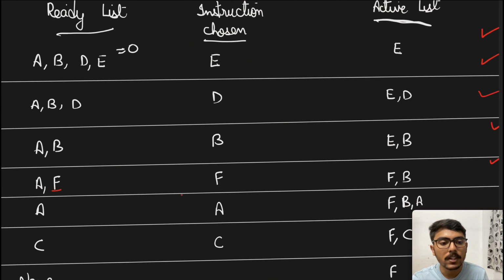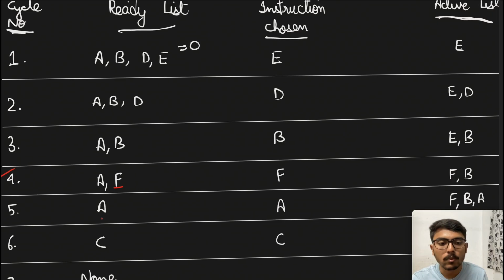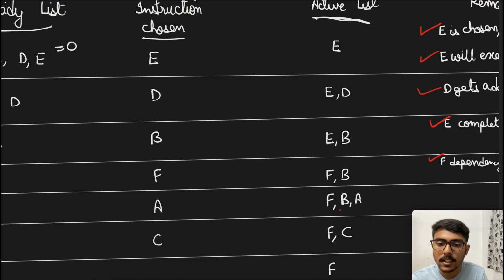Right, now we come to the next. We have only A left. Why A? Because C is not yet completed, because B is not yet completed and A is not yet completed, so C cannot be pushed into the ready list. So we will execute A, and we will have A in the ready list.